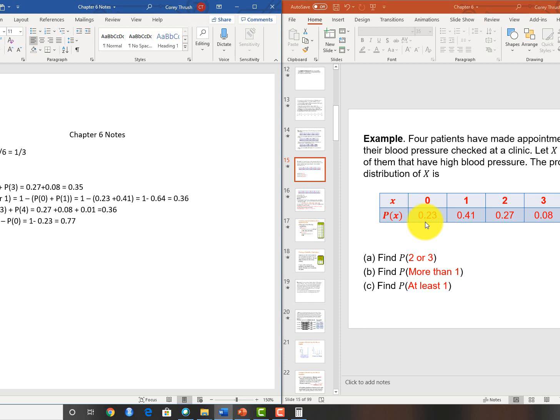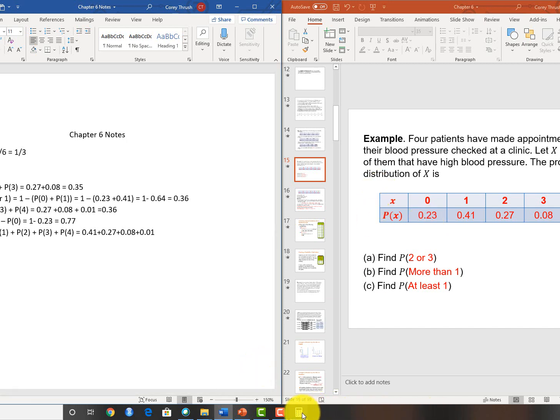Or you could add them all up. Probability of 1 plus P of 2 plus P of 3 plus P of 4. And that equals 0.41 plus 0.27 plus 0.08 plus 0.01.